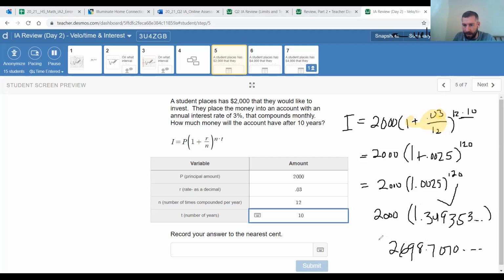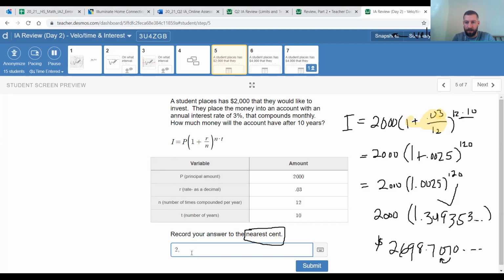2,698.7070, blah, blah, blah. Now, I'm not going to use this as my answer because it actually says to round it to the nearest cent. So I've got my dollars in here. I just need to go 2 decimal places. But remember that that 7 is going to round it up. So my final answer here is going to be $2,698.71 because that is rounded to the nearest cent, to the nearest hundredth place. And that would be my answer using compound interest.